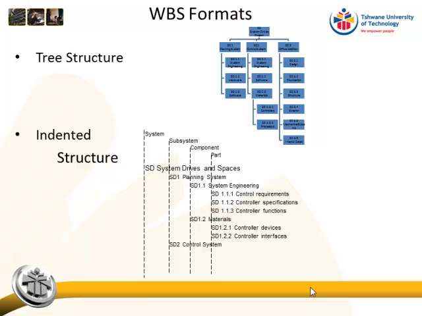Then we get different ways of presenting a work breakdown structure. The one is the tree structure where we draw the little boxes and show the lines. Another way is to have an indented structure. So you can see everything that's at the system level comes in this column, then subsystem, component, part. All right. So this and this is the same thing. It's just in a different format.